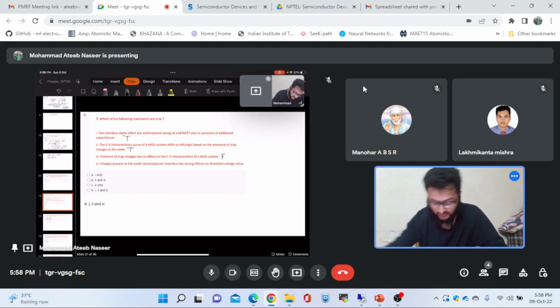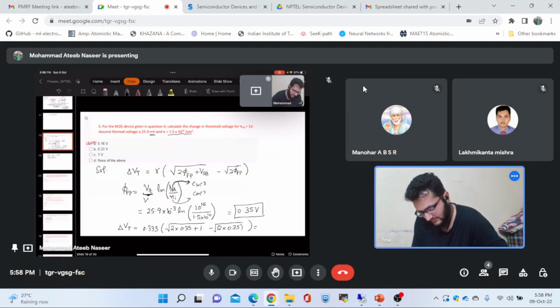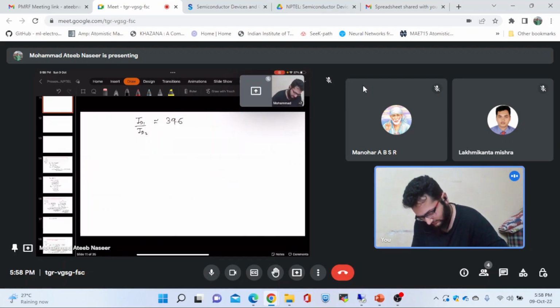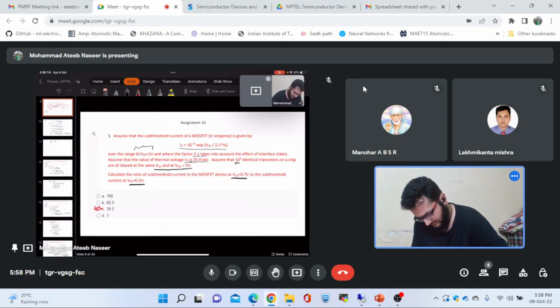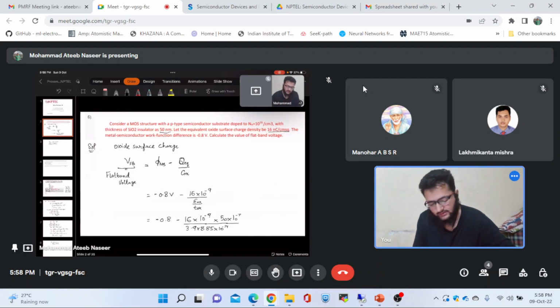Now, the fourth statement says that the charges present at the oxide and semiconductor interface have strong effects on the threshold voltage value. We can say that, in the previous question when we solved this, we had some oxide surface charge density. It affected our flat band voltage.